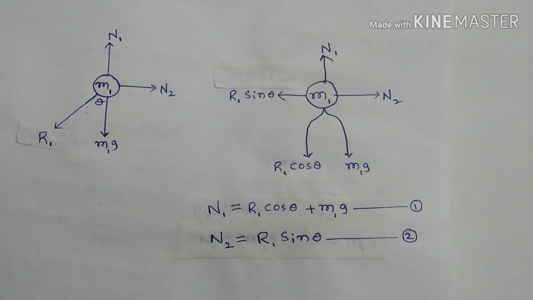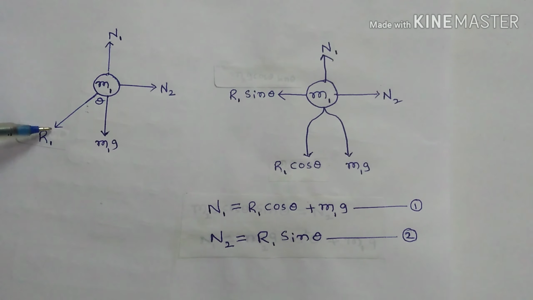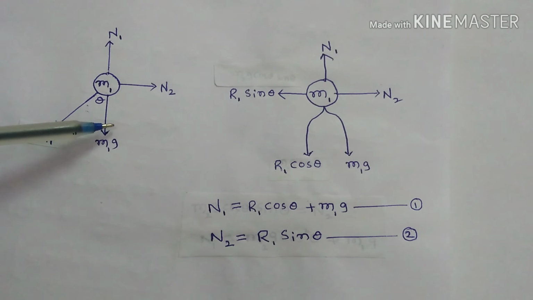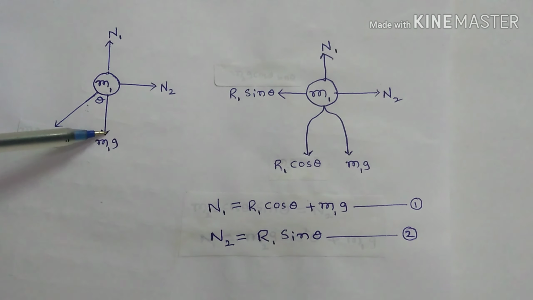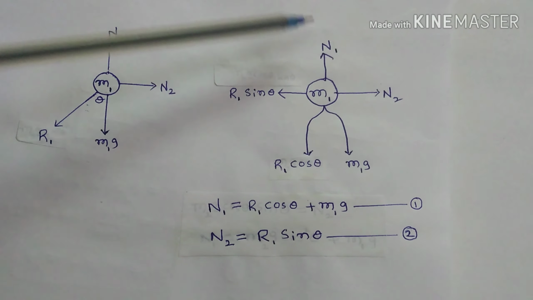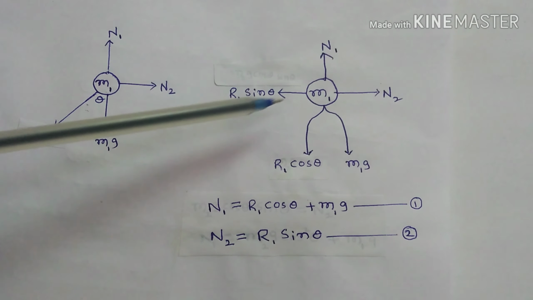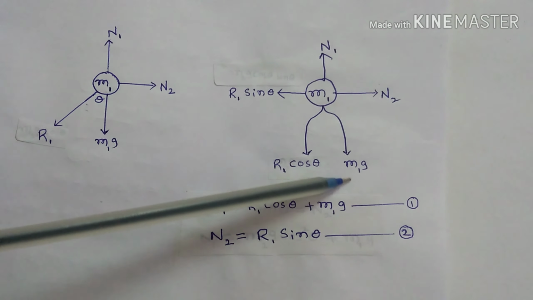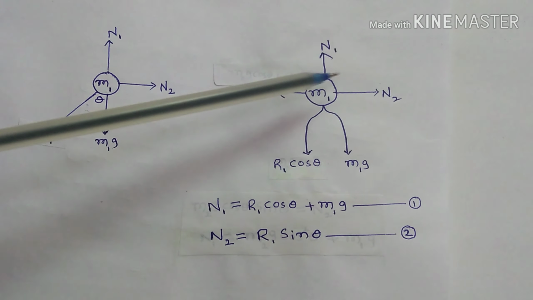Okay? Now we will resolve the components for R1. This is some right angle triangle. This is the hypotenuse. This is the adjacent side. This is the opposite side. So it has two components. Along this direction, R1 sin theta. Along this direction, R1 cos theta. This is R1 sin theta. Downward R1 cos theta. M1G is already there. Along this direction N2.